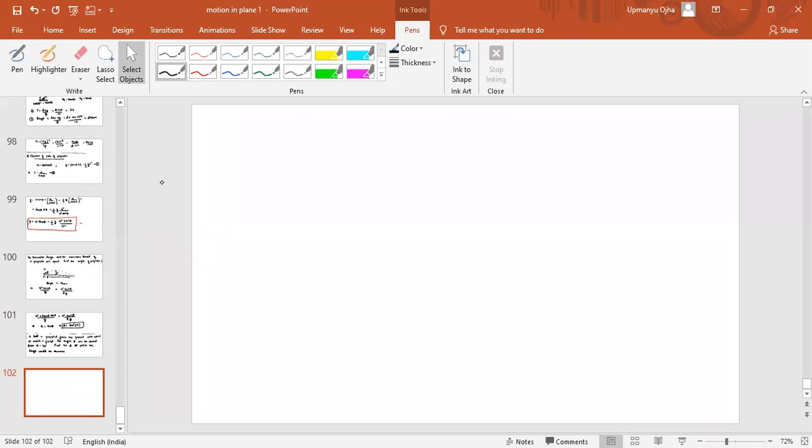u square sine theta should be maximum. Okay, then see, we can have two methods for this. One method can be what? The range is equal to u square sine 2 theta by g. When can you have the maximum range? Tell me.